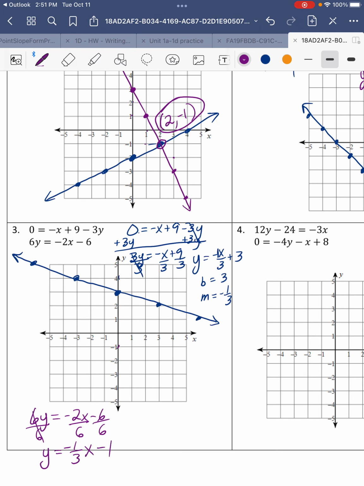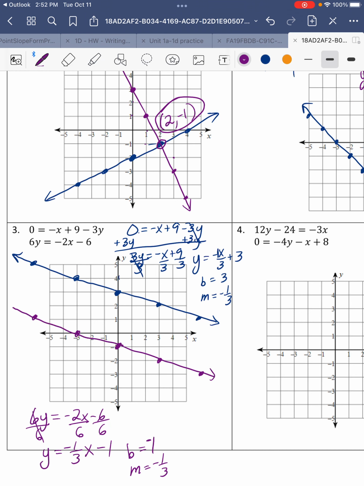So I'm going to go down 1. So my y-intercept is negative 1. My slope is negative 1/3. I'm going to go down 1, right 3. Down 1, right 3. Up 1, left 3. Up 1, left 3. What's happening?